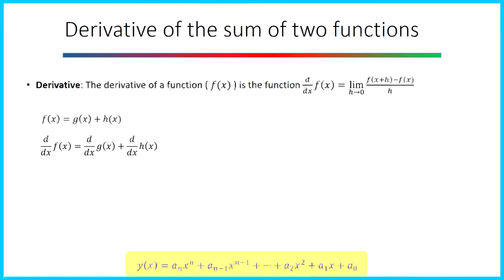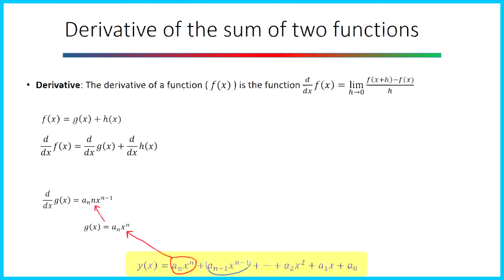Alright, let's break this equation down into a bunch of smaller functions, each of which we know how to take the derivative of. First, we'll write that g of x equals a subscript n times x to the n, and we know how to take the derivative of this function. It is simply equal to a subscript n times n times x to the n minus 1.